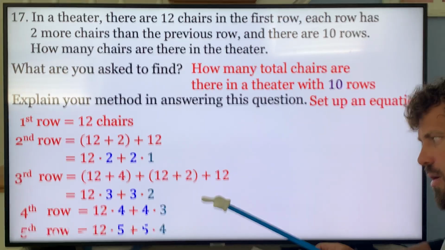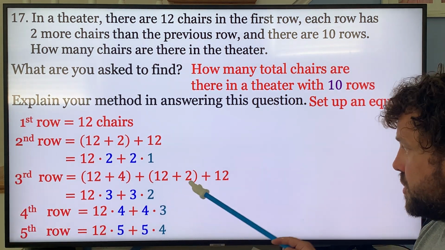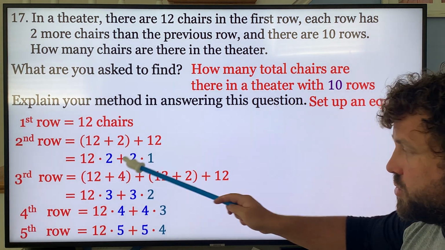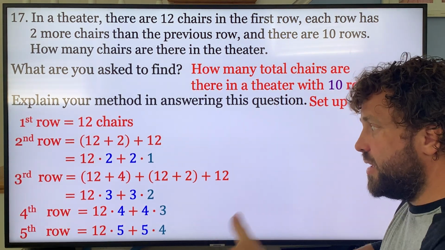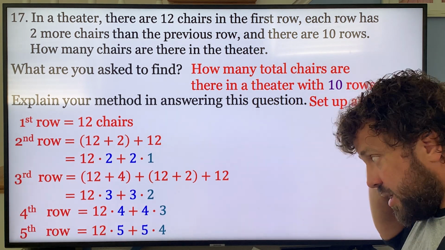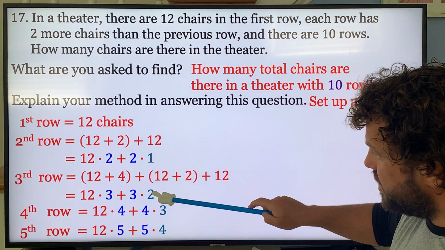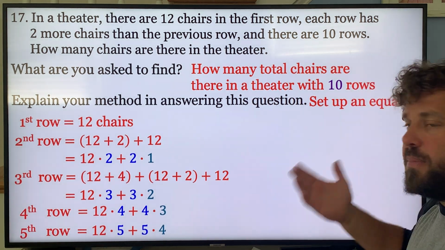And then I said, oh, fifth row, 12 times 5 plus 12, 12 plus 2, 12 plus 4, 12 plus 6, and then the fifth row is 12 plus 8. 6 plus 8 plus 4 plus 2 is 20. Okay, 20 divided by my n, which is 5. Oh, look at this, 1, 2, 3. And I notice my pattern.